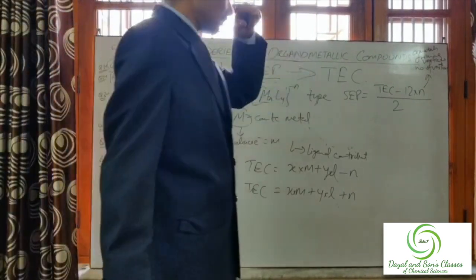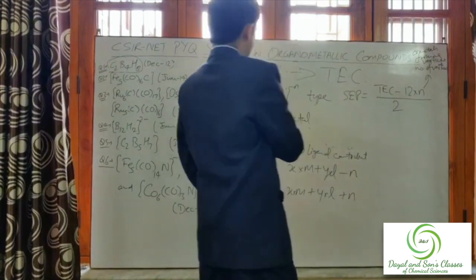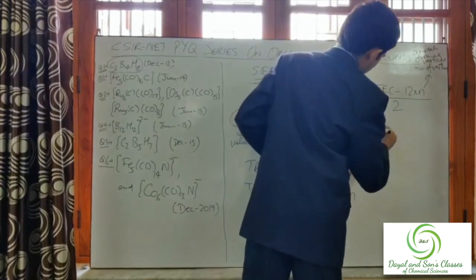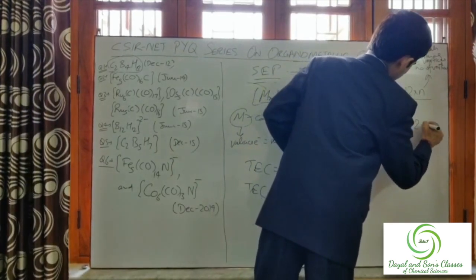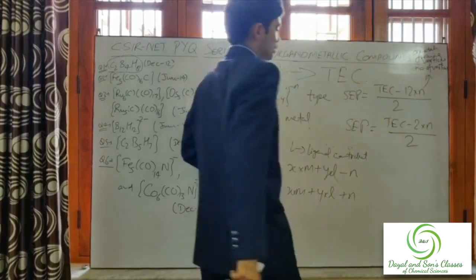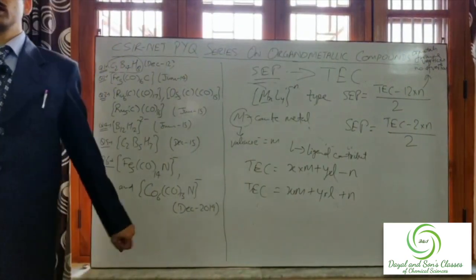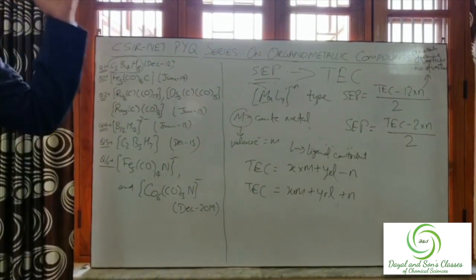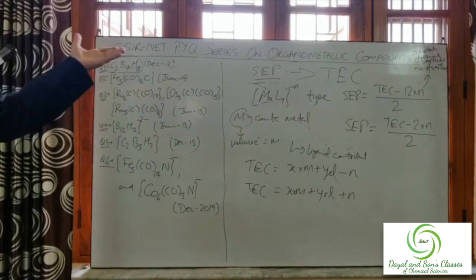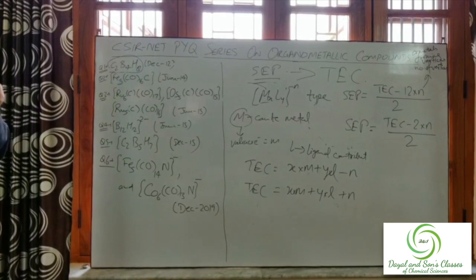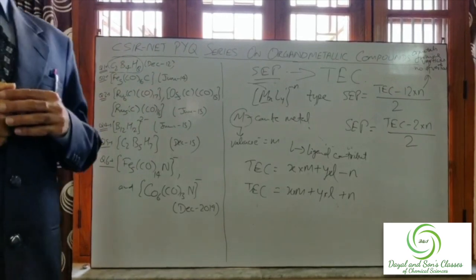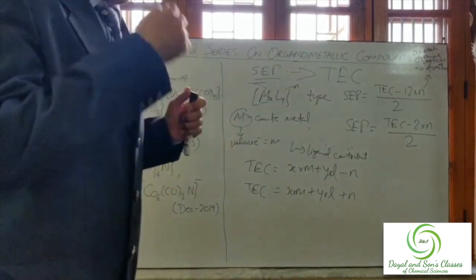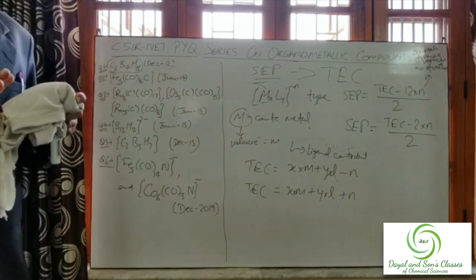And if M is a non-transition element, then the formula for SEP becomes (TEC minus 2 into n) divided by 2. This is a general formula that you can use to find the cluster type of not only transition metal clusters but also carbonyl clusters, and the structure type of other inorganic clusters. I hope this much is clear.